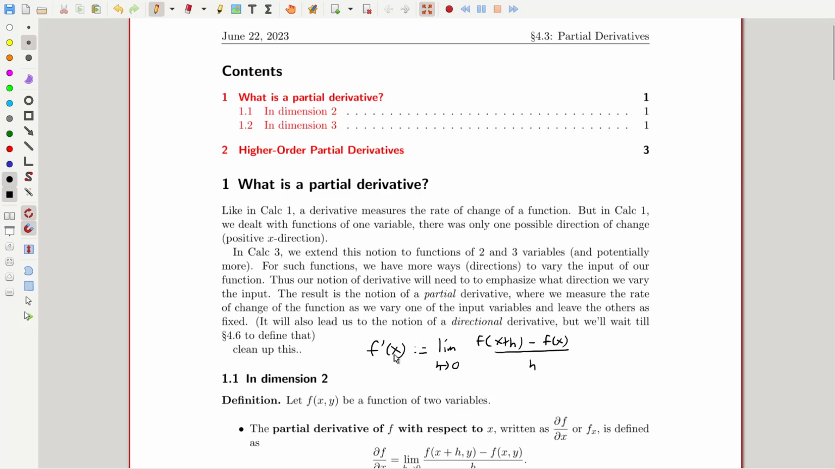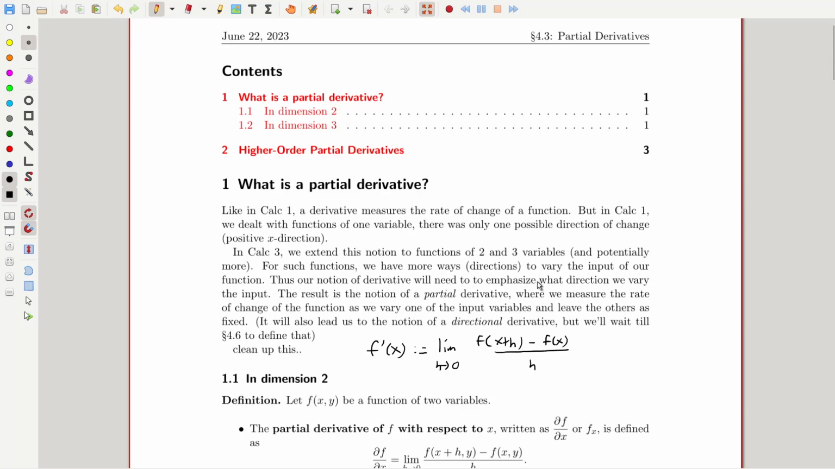We ended up adjusting x by a small quantity and then taking this difference, this change in y over change in x. That was the idea. And for Calc 3, we have to adjust this in order to factor in the different directions that we can adjust. Since we now are dealing with functions of 2 variables and 3 variables, but this can easily generalize to however many variables you're dealing with.